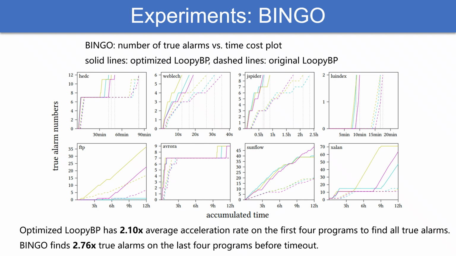For Bingo, this picture shows the number of true alarms versus the time cost in 8 different projects. In each project, we executed the optimized loopy BP and the original loopy BP 3 times each, and the results are represented by solid lines and dashed lines. For the first 4 projects, the optimized loopy BP has a 2.1 average acceleration rate to find all true alarms. For the last 4 programs, Bingo finds 2.76 times more true alarms before timeout with optimized loopy BP.